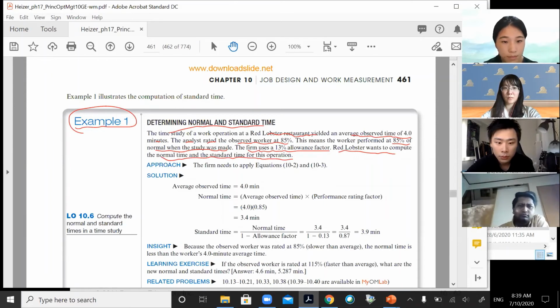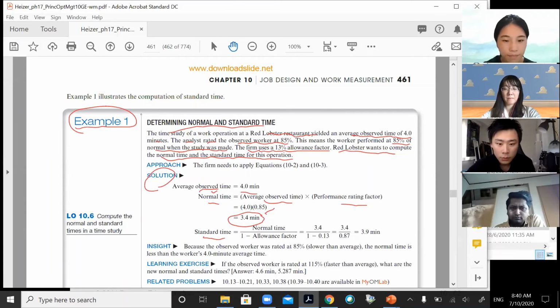So what we need to do is just apply the equations that I showed you just now. The solution is this. Average observed time is 4 minutes. The normal time is average observed time times performance rating factor, which is 4 times 0.85, so it is 3.4 minutes. Observed means the one that you actually measure. The standard time, using the formula, is normal time divided by 1 minus allowance factor.